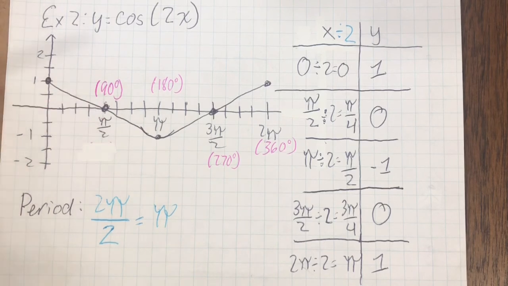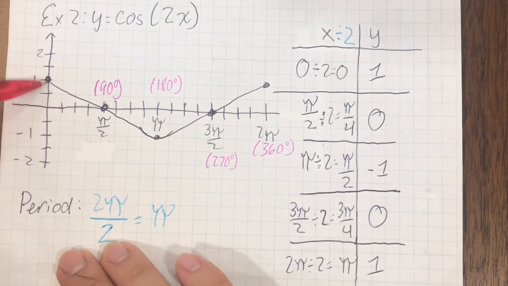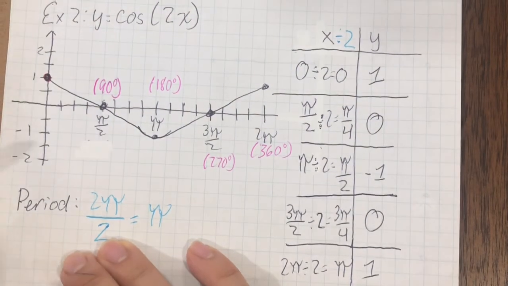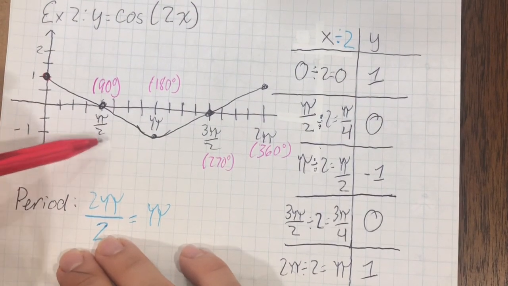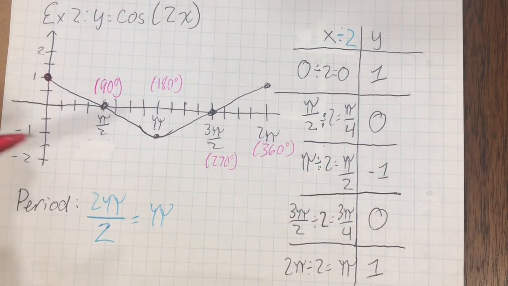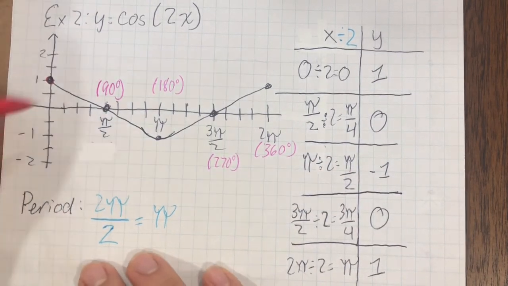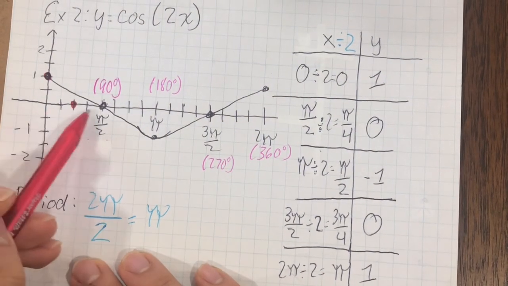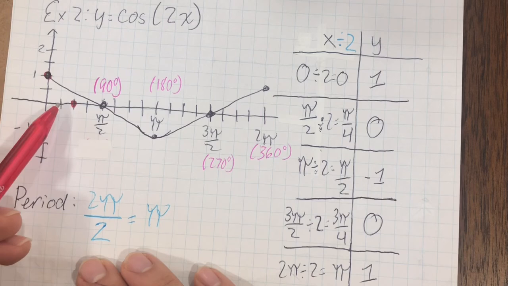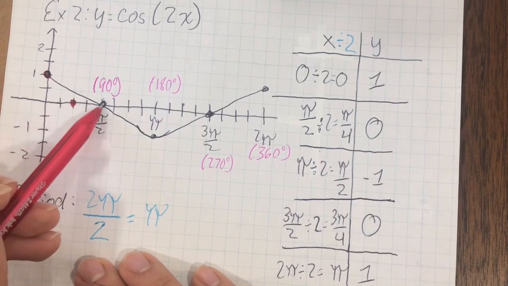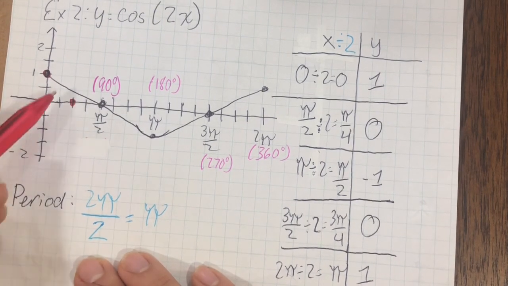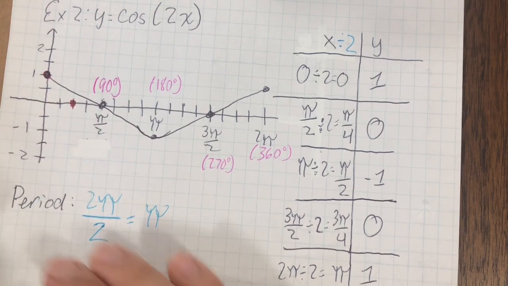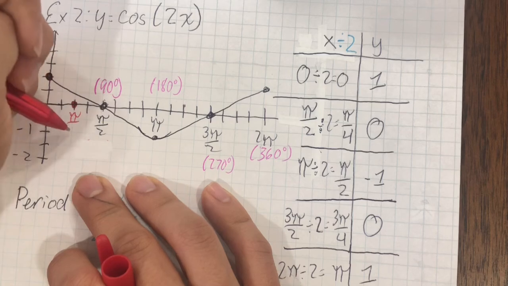So originally we have 0, 1. That stays at 0, 1. And then for my next point, we had pi over 2, 0. Now it becomes pi over 4, 0. So that's going to be over here. All right. So what I have over here listed out, I have it as 30, 45, 60, 90. Or in this case, as radians, we have pi over 6, pi over 4, pi over 3, and then pi over 2.